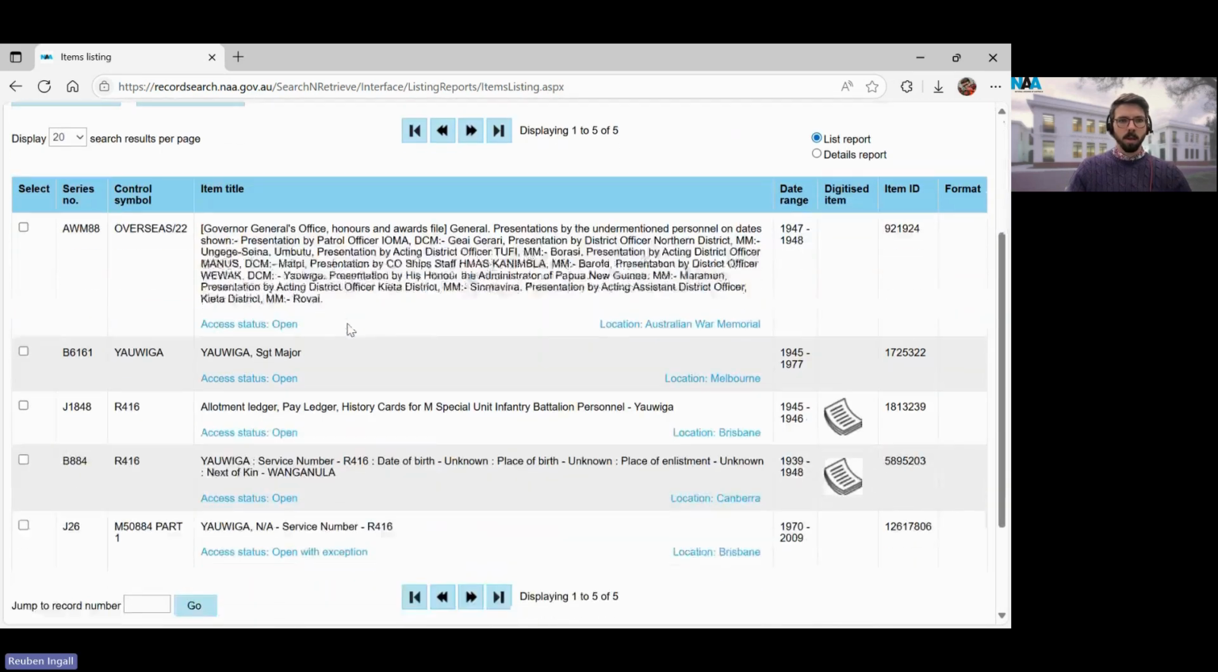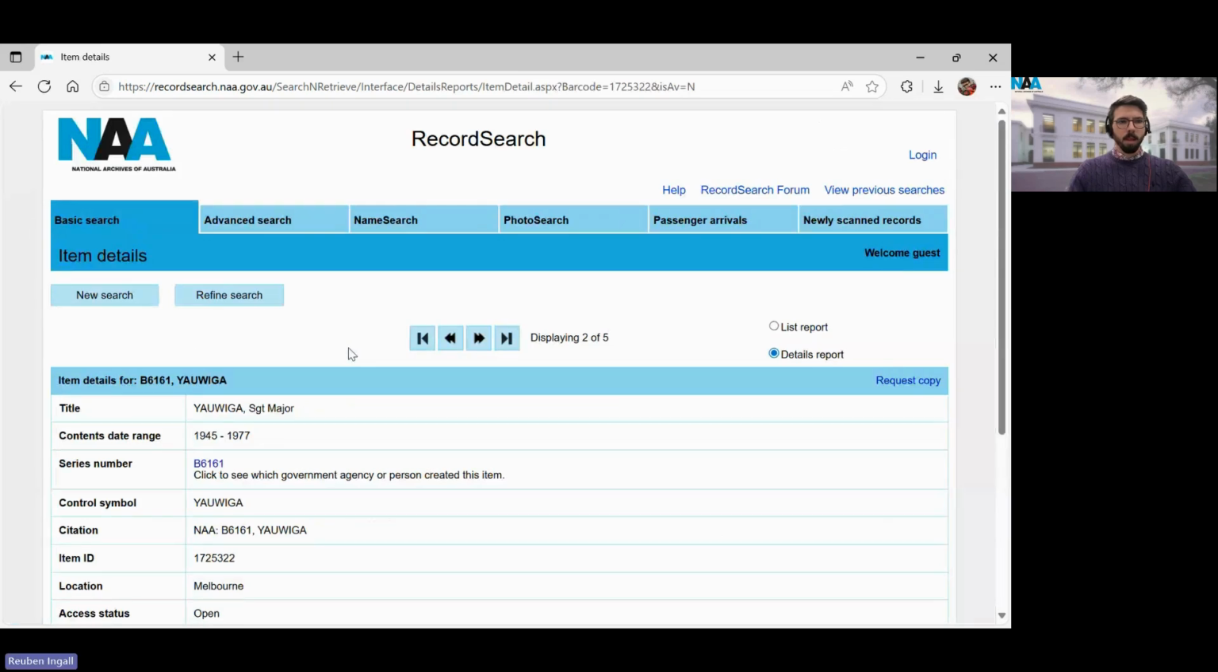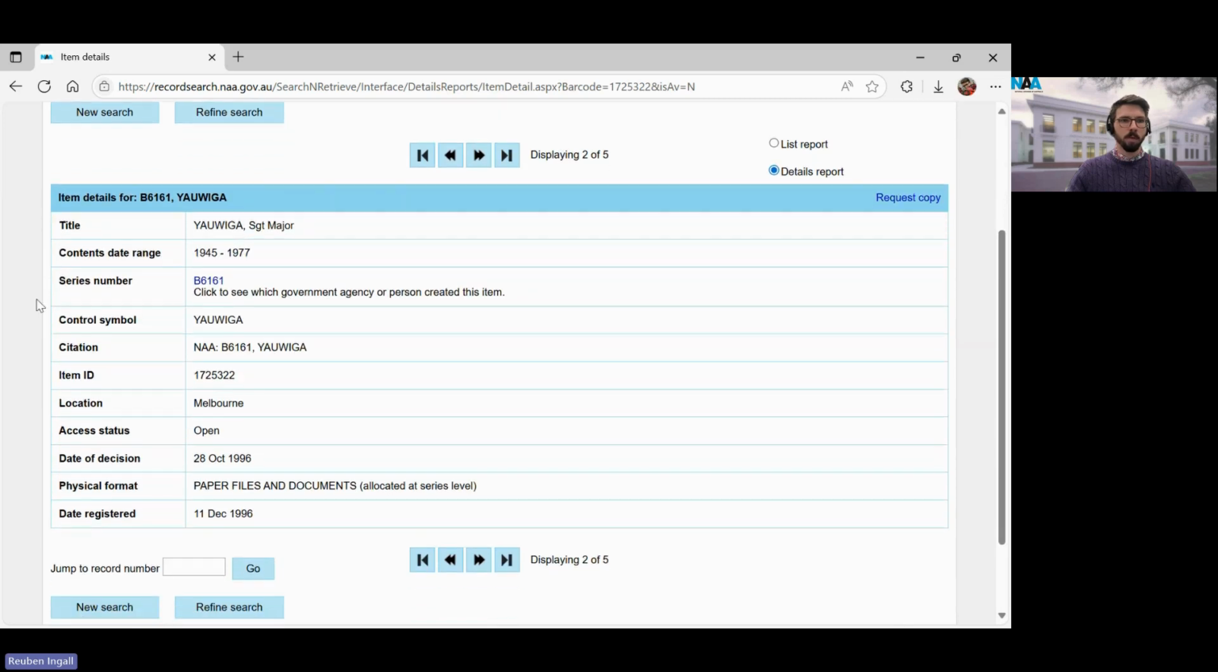We can see there's 5 different records actually here related to them. I believe that 4th one there is the main service record we've seen some excerpts from, but I'm going to click this 2nd one, which takes us to the item details screen, which gives us a number of fields of information about this record.